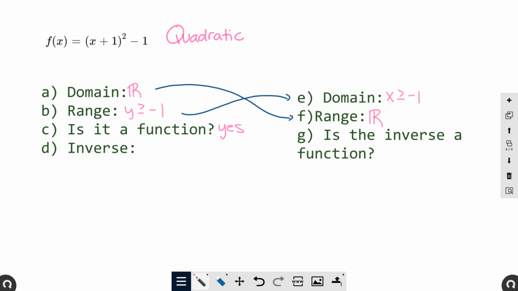Now, remember what we talked about with parabolas. So parabolas open up, but then the inverse would open sideways. So is it a function? No. Okay, very good. All right, so now let's do the inverse. Don't flip it over yet because we didn't answer part D. Don't forget. So with the inverse, just like the linear one, we switch X and Y and solve for Y. Remember, f of X is a fancy way of saying Y equals. So if I flip these, it's going to be X equals Y plus 1 squared minus 1.